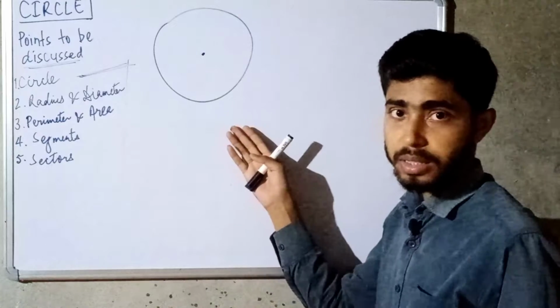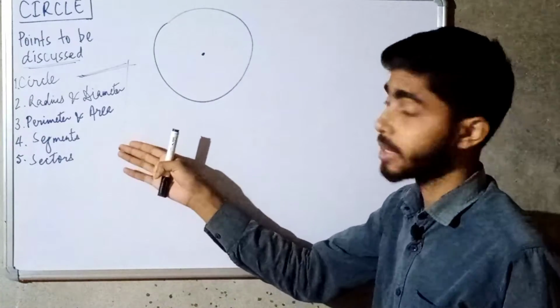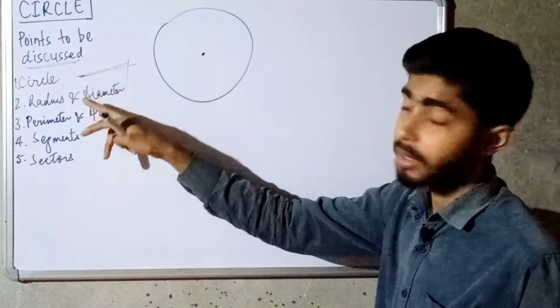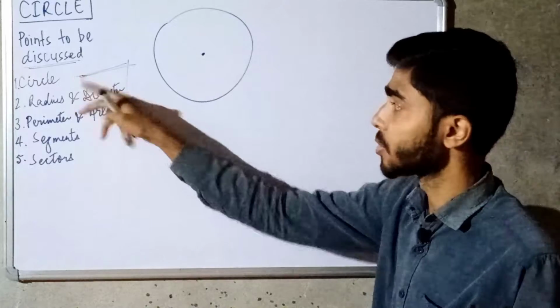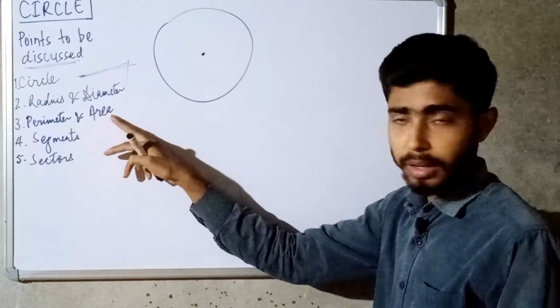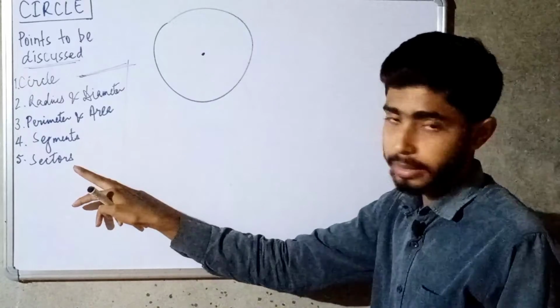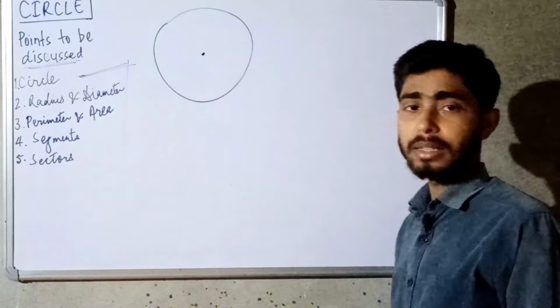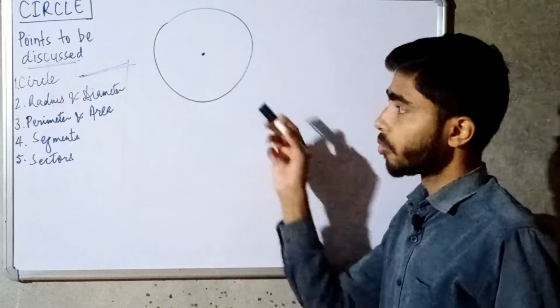Now we will discuss the topic circle, and the points to be discussed are: circle, radius and its diameter. Circle contains its definition, perimeter and area, segments, major or minor, and lastly sectors, major and minor too.